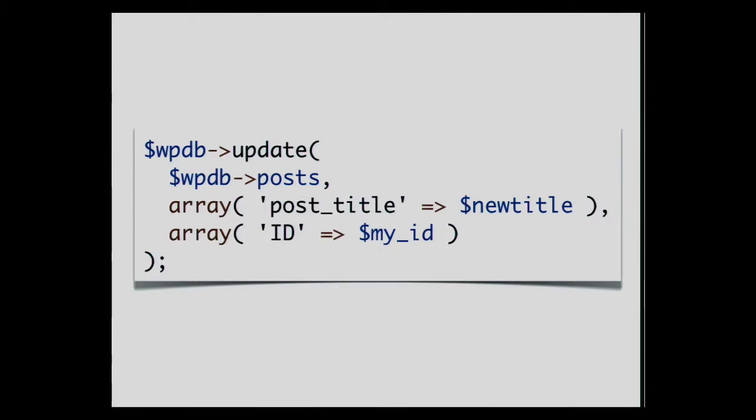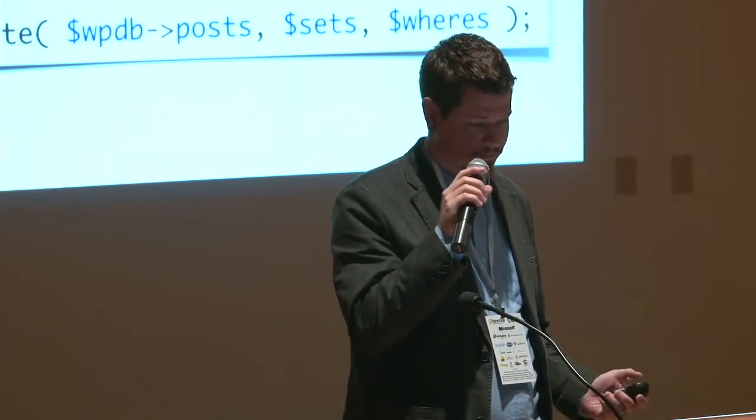And it looks like this. It takes 3 arguments. It takes the table you're updating, a named array of the updated columns, and a named array of the conditions. So you sort of read through this like the SQL statement, update posts, set post title equals new title, where ID equals my ID. And this takes care of all escaping for you, so you don't need to think about it. You pass it in raw.